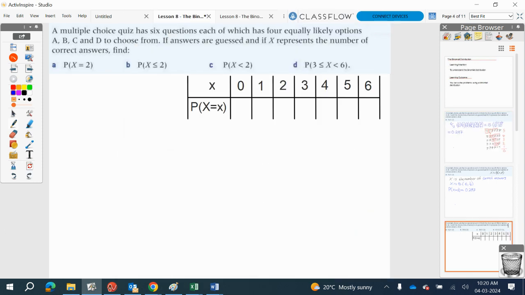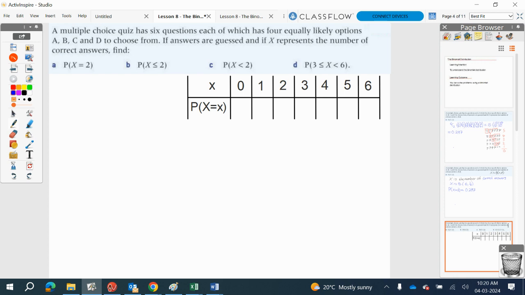So let's have a look at the binomial distribution. For this question, we have a few more bits and pieces. We have to find when x is equal to 2, when it's less than or equal to 2, when it's less than 2, when it's between 3 and 6. Let's have a look at how these answers go.